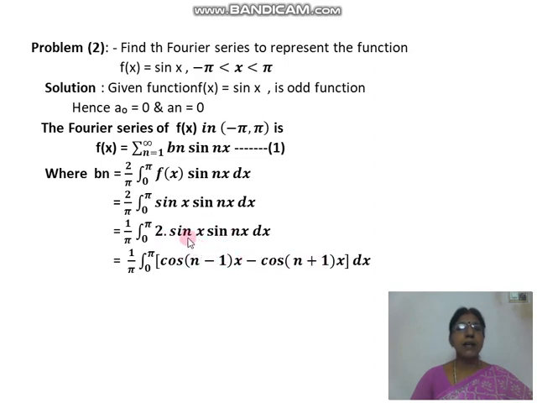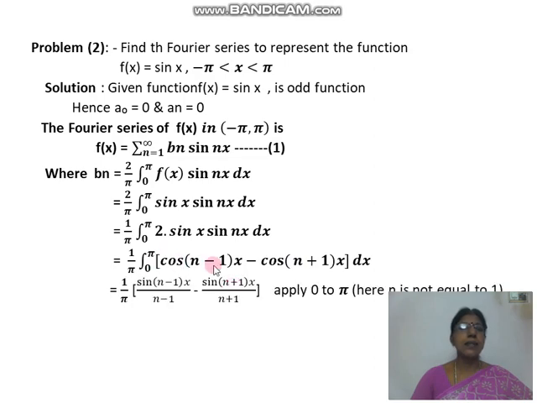Cos a minus b. What is cos a minus b? nx a అనుకోండి, x b అనుకోండి. Cos nx minus x, that is n minus 1 x, minus cos a plus b, cos nx plus x. రెండిట్లో x ఉంది కాబట్టి కామన్ తీసాం, cos n plus 1 x dx. Now we get two integrals. ఇది cos ax minus cos bx లాగుంది. Write separately. Integral cos ax dx means sin ax by a. a place లో n minus 1 ఉంది. Now the first integral is sin n minus 1 x by n minus 1, minus the second one.